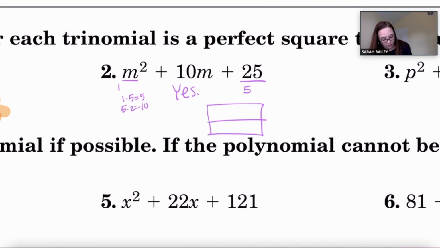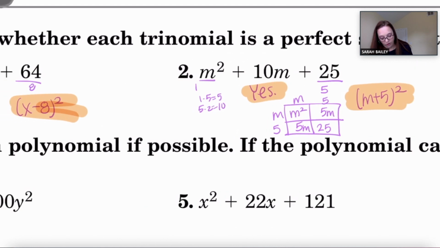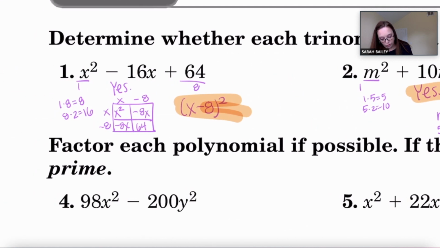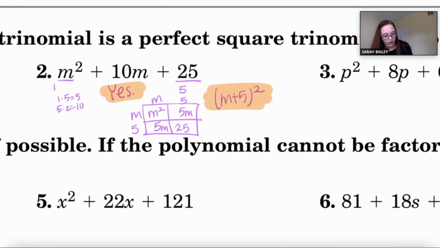So how's that going to be? I've got m squared, I've got 25, and the square root of 25 is 5, so that'd be 5m, and it should be positive because this is positive. So when you factor it out, that's a 5, that's an m, and another 5. So it'd be m plus 5 times m plus 5, or m plus 5 quantity squared. I think I forgot to highlight my yes over here. Sure did.